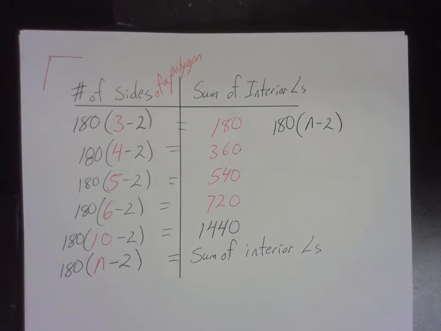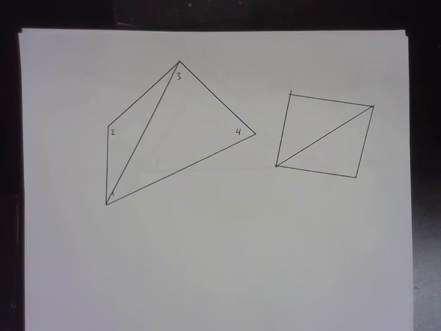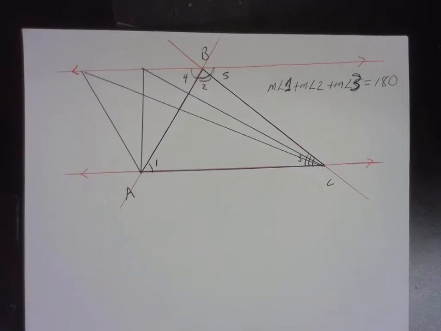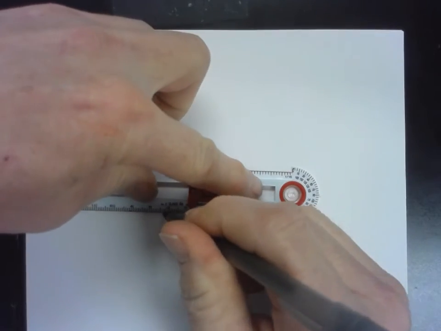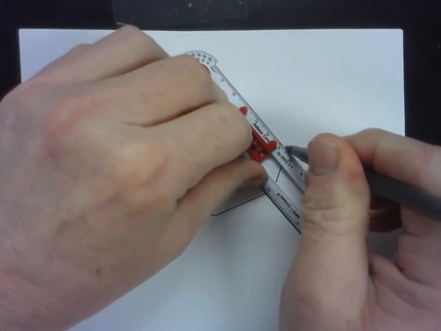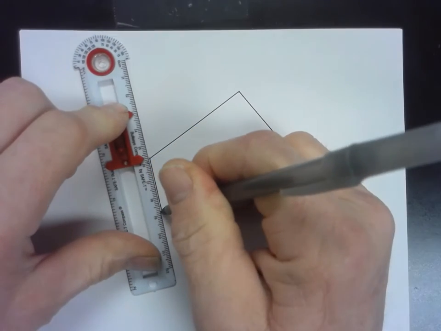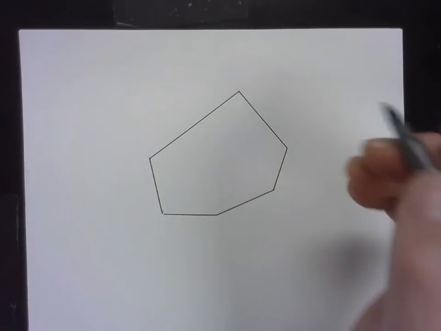So what am I going to ask you to do with this? I'm going to give you some polygon with some random number of sides, and I'm going to tell you what some of the angles are.